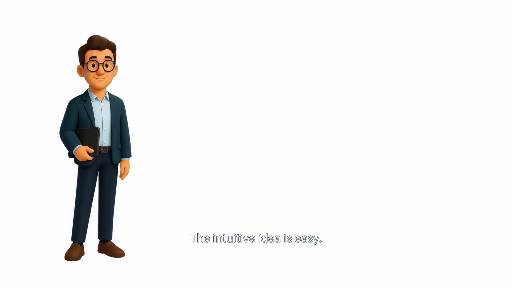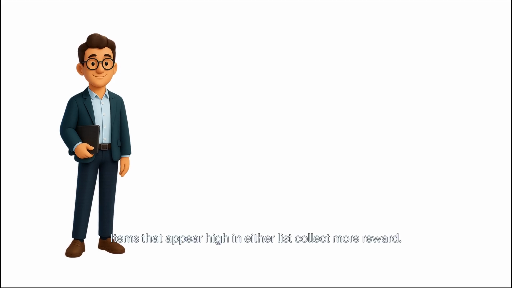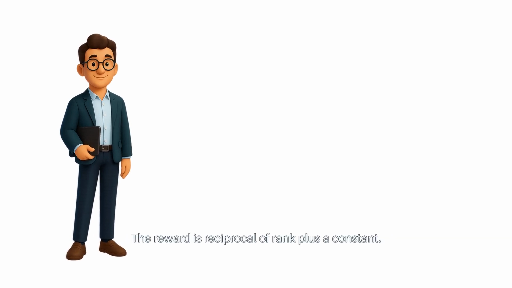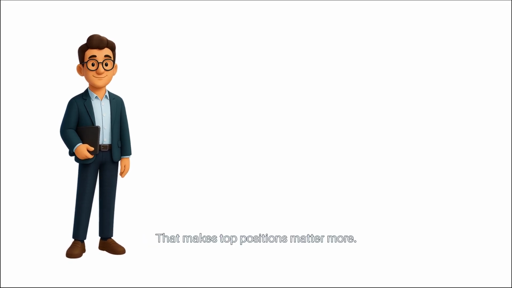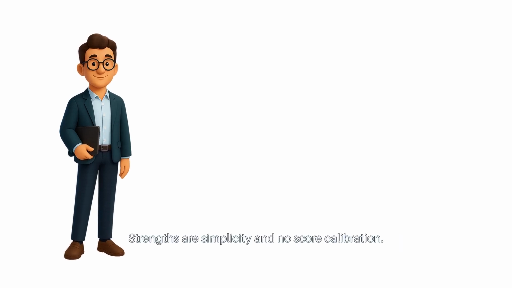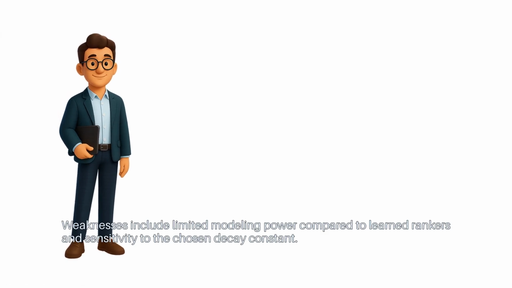The intuitive idea is easy. Imagine two ordered lists from two rankers. Each position gets a small reward. Items that appear high in either list collect more reward. The reward is the reciprocal of rank plus a constant. That makes top positions matter more. If a document is top for either ranker, it tends to rise in the fused list. Strengths are simplicity and no score calibration. Weaknesses include limited modeling power compared to learned rankers and sensitivity to the chosen decay constant.